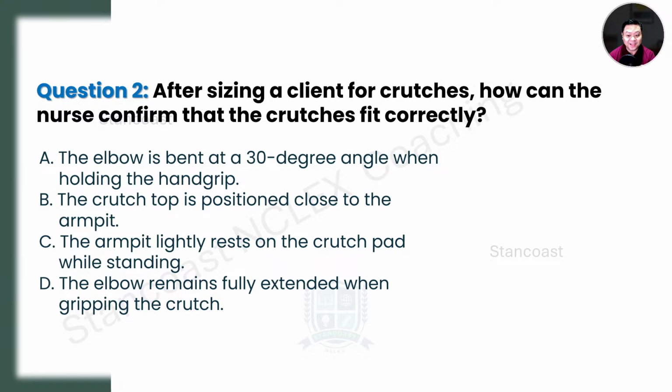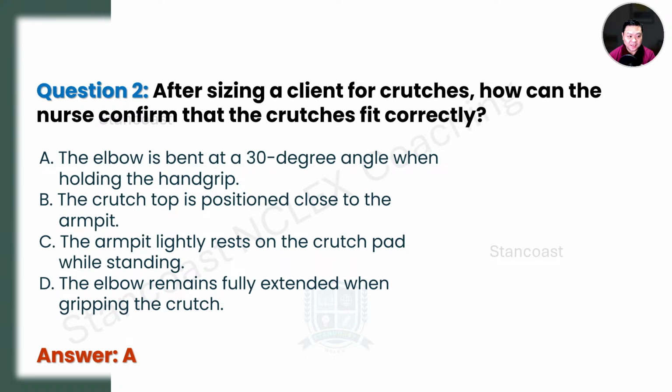Your answer here should be letter A. Make sure that there is that 30-degree elbow bend to ensure that the weight is distributed through the hands. This will avoid pressure on the axilla, and it will help better control the movement with the crutches, of course.